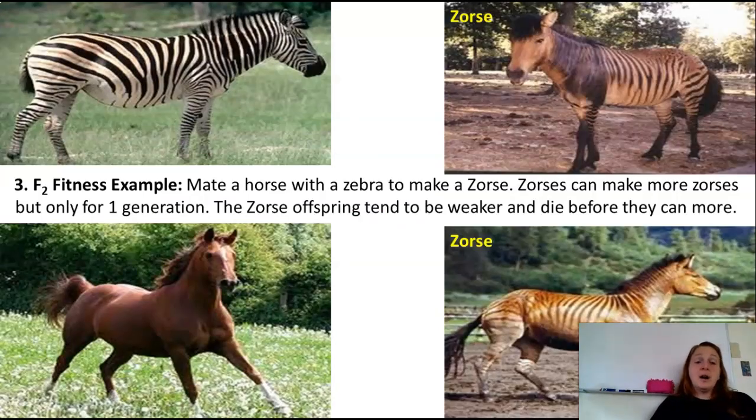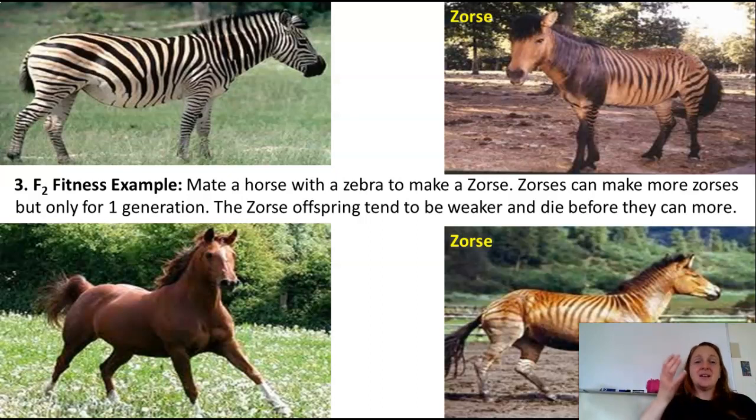Another example of post-zygotic isolating mechanisms will be F2 fitness. So we can see this happen with horses and zebras. And with horses and zebras, there are enough genetic similarities that they can make zorses. And zorses can actually mate together and make more zorses. But the problem is that the zorse babies are all going to have decreased fitness. They're not very likely to reach reproductive maturity, which is why we don't see a zorse as an entirely separate species. So the parents can come together and make babies, but when the grandbabies are made, that F2 generation, that's where we see a lot of the issues and the problems show up.